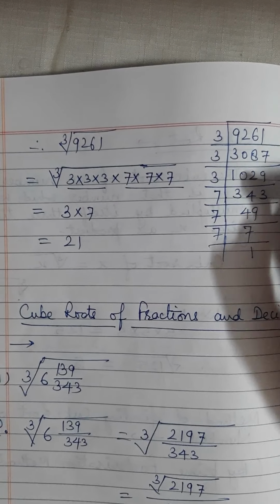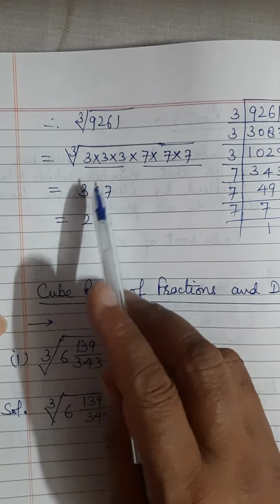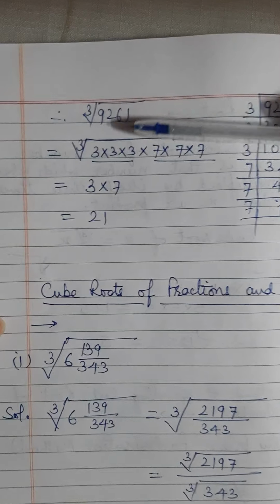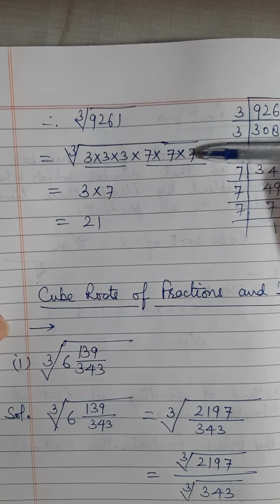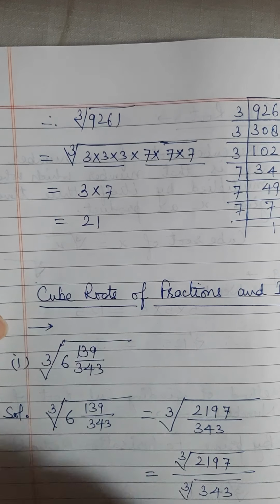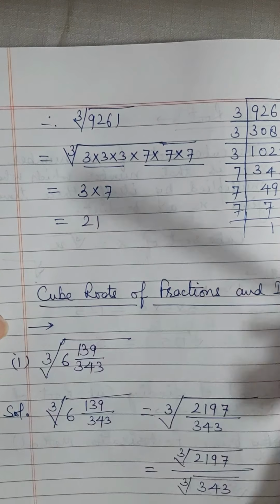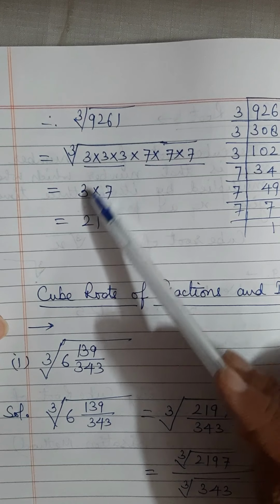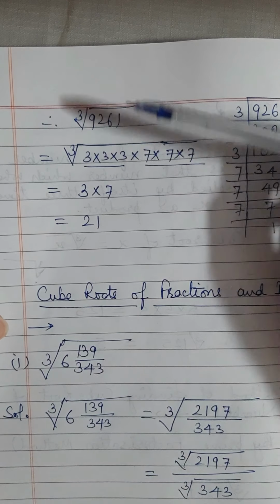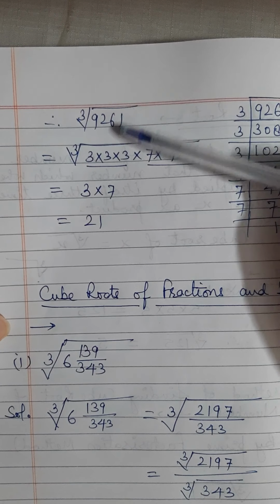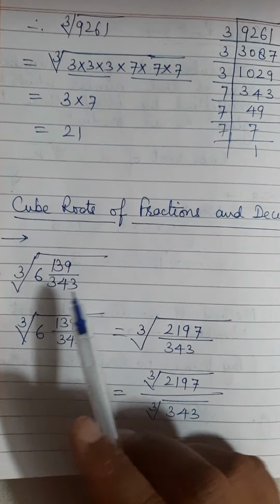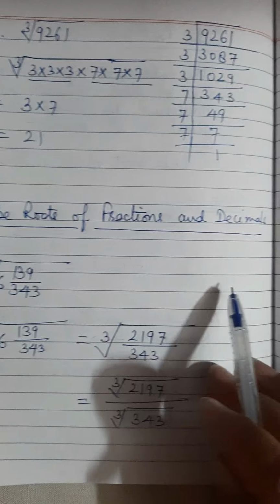So in the prime factorization of 9261, we get one triplet of 3 and one triplet of 7, right? So we can remove this cube root and just write 3 into 7. In each triplet we have to write only one factor. So 3 from here and 7 from here. Now the product of 3 and 7 is 21. So the cube root of 9261 is 21.